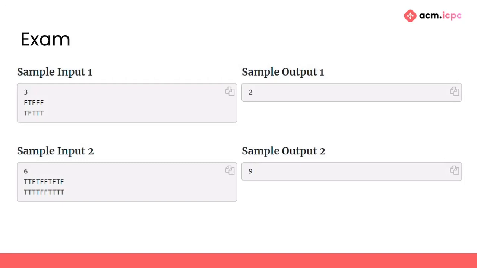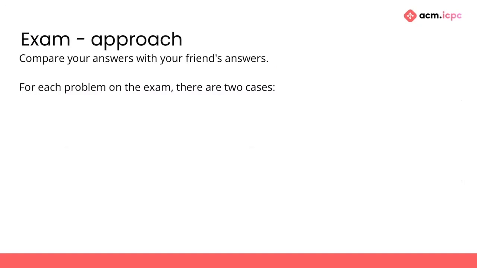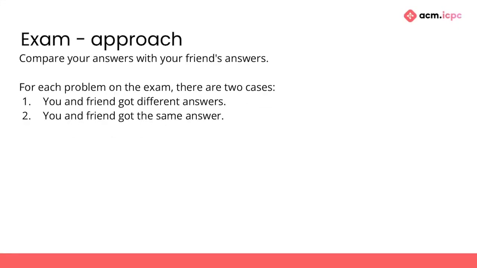Okay, I will introduce one of the approaches that I use. We know that we're given 2 strings and that we have to do some sort of comparison between your answers and your friend's answers. So the strategy is to iterate through each answer one by one and compare your answer with your friend's answer. For each problem, there are 2 cases: either you and your friend got different answers on the problem, or you and your friend got the same answer on the problem.